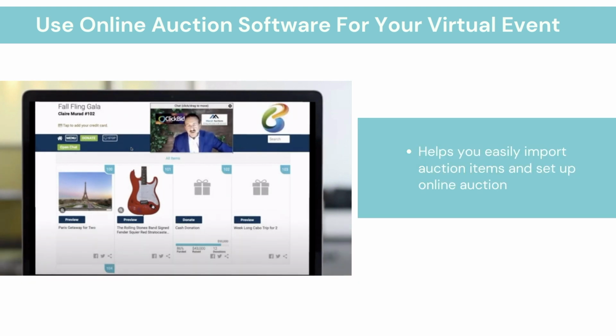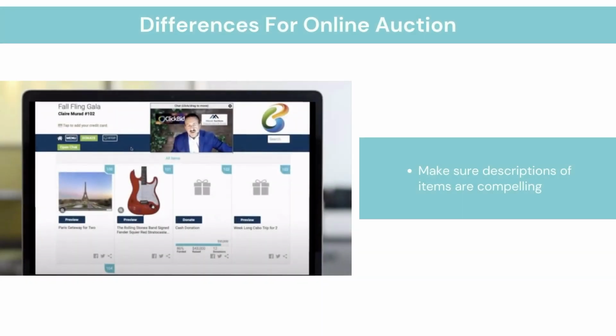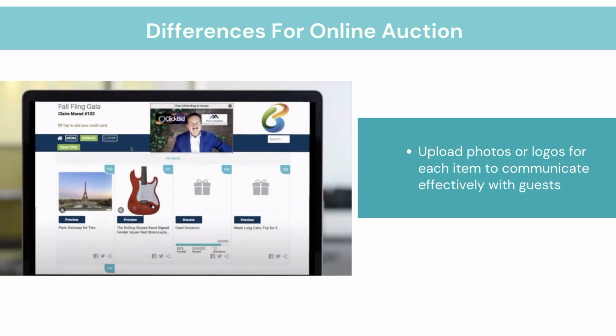This is not a very hard transition, however, and we can easily help you import your items into our software and set you up for an online auction. The software is fairly easy to use, and it's really not a hard transition. The main difference is that you really have to make sure the descriptions of your items are compelling and that you upload photographs or logos for each of your items to easily communicate that with your guests.